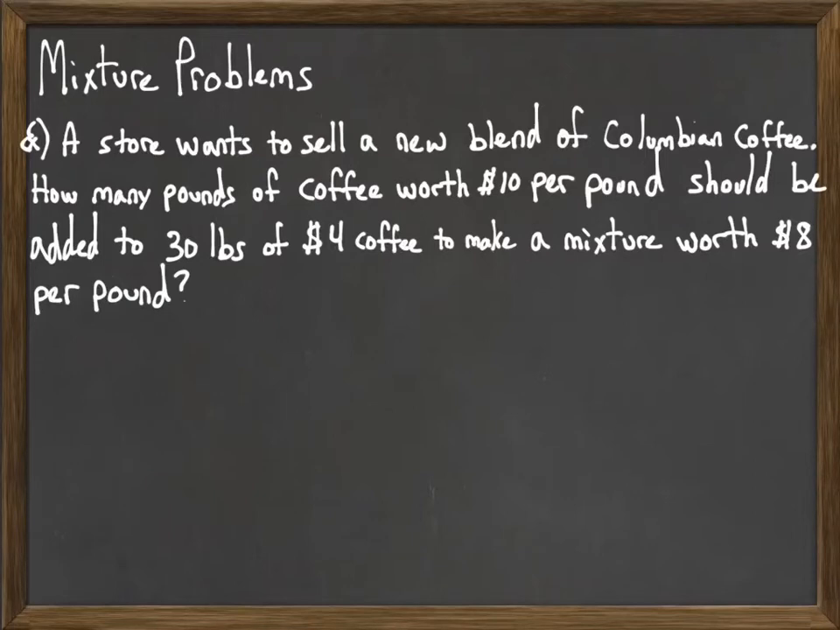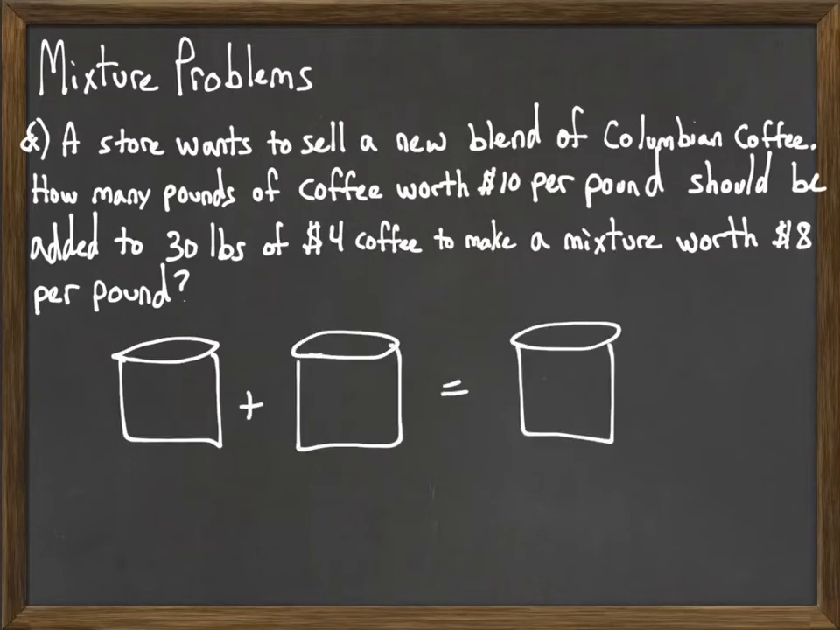So with a mixture problem, I like to diagram it. I always think of it as two containers that are being put together into a third container. Now the first thing I want to do is label my containers. So I have $10 coffee, I have $4 coffee, and the mixture is going to be $8 coffee. Now, what else do we know? We know that there's 30 pounds of the $4 coffee. So I'm going to write that amount across the top here.